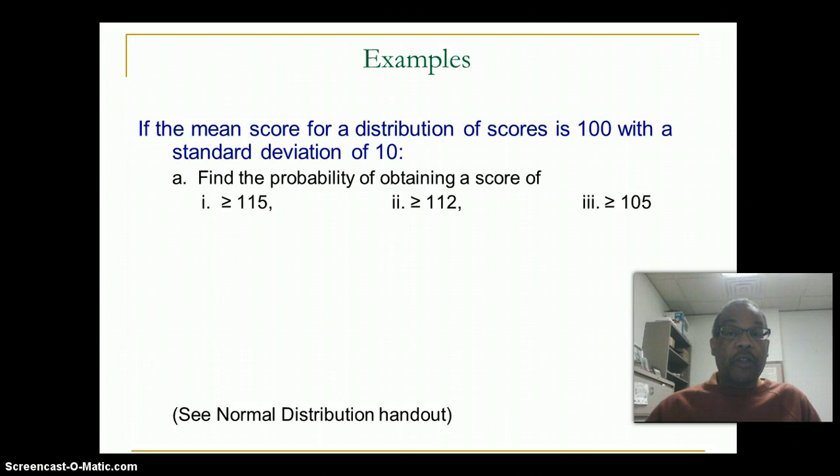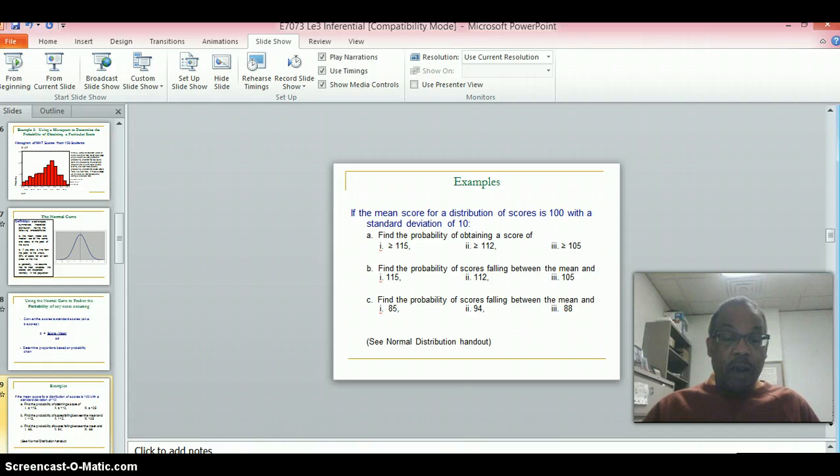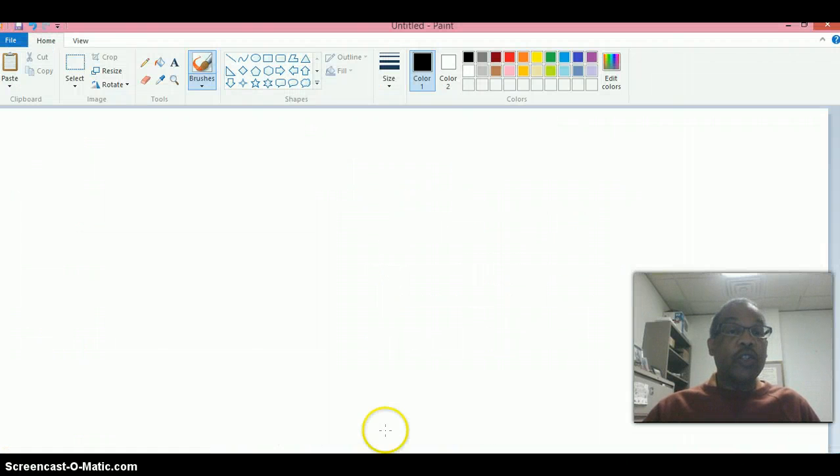All right, let's look at this again. We have the score 115, we have the mean 100, and we have the standard deviation of 10. So how do we go about doing that? All right, I'm going to show you that calculation this way.